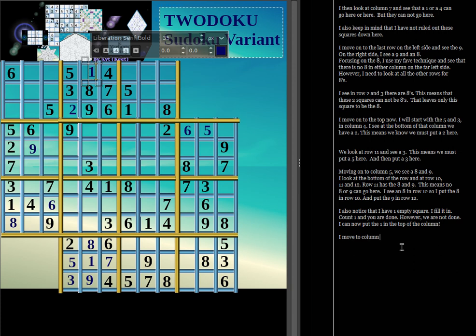And move to column 7 and see the 5 and 1. At the bottom, I see only a 5. I look at row 11 and see a 1, so I know that I must put the 1 in row 10 instead.